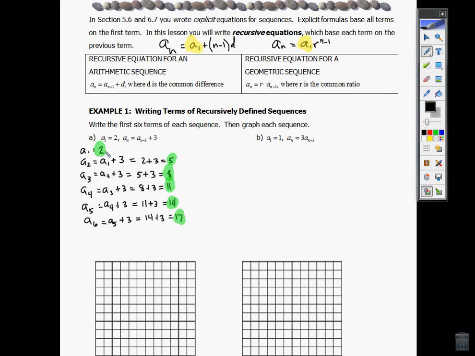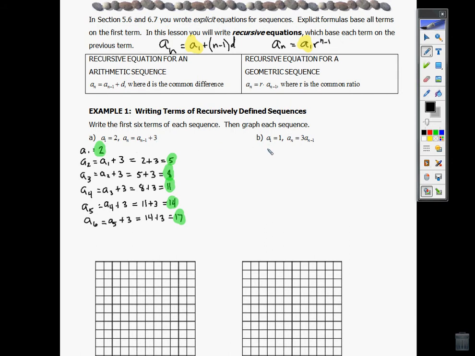And just to reiterate, I've taken one term with a common difference of 3. So 2 plus 3 is 5, 5 plus 3 is 8, 8 plus 3 is 11, 11 plus 3 is 14, 14 plus 3 is 17. So it looks like my sequence is working correctly. And this is how I would recursively define it.